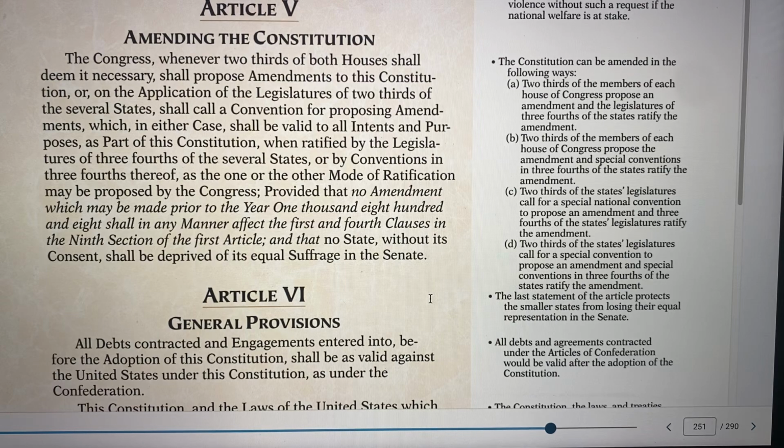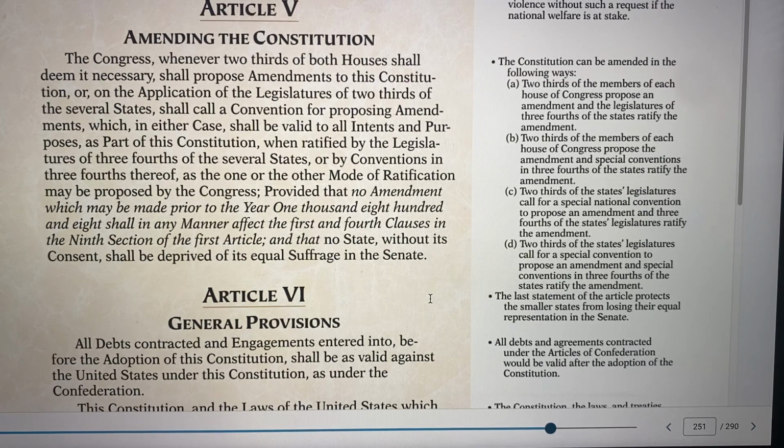of the states also have to ratify this amendment. 2/3 of the members of each House of Congress propose the amendment, and special conventions in 3/4 of the states have to ratify it. So 3/4 have to ratify it. So 2/3 and 3/4. To get 3/4 is a big number.